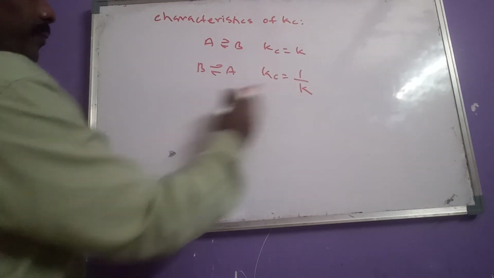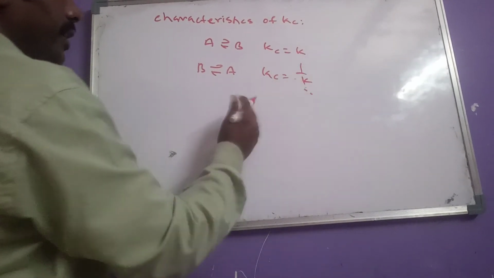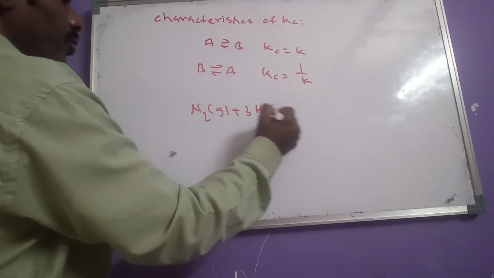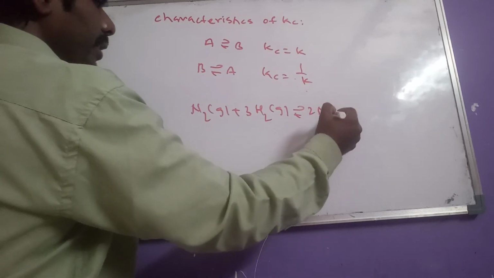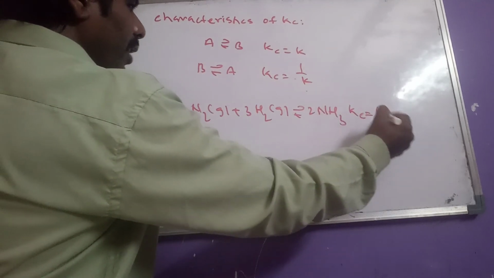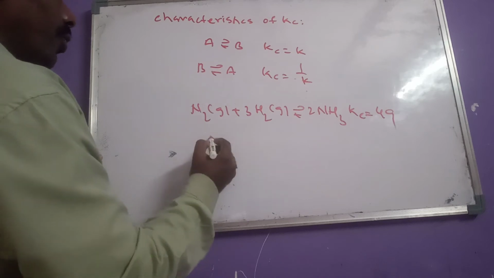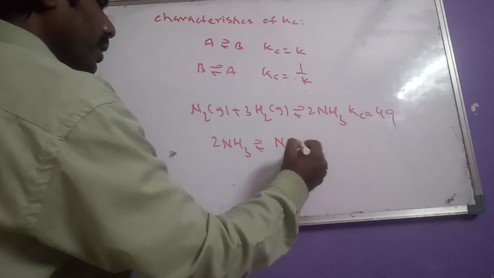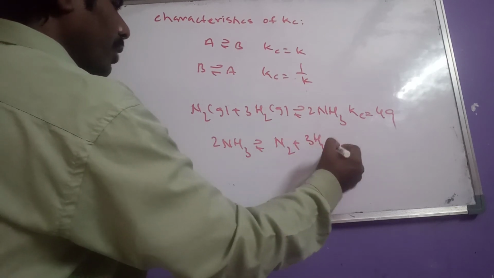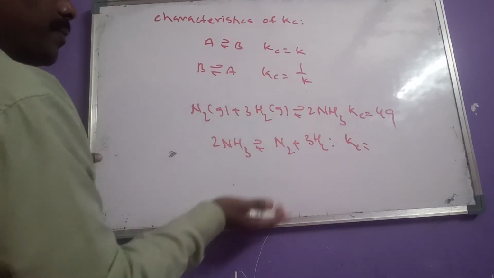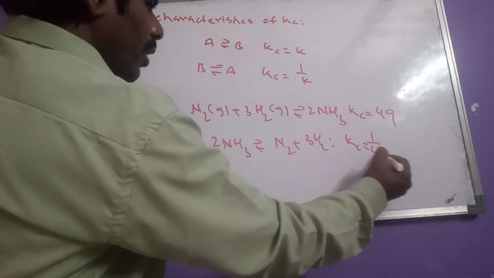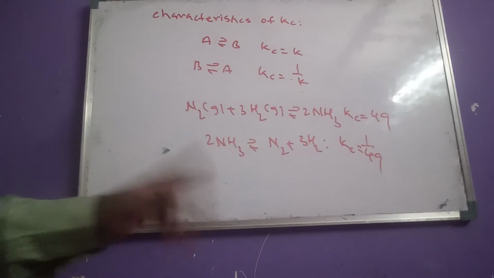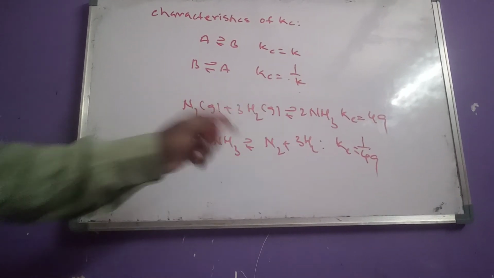So one example for that. For example, I give one equation here: N2 gas plus 3H2 gas gives 2NH3 gas. Kc value 49. Therefore, what is the Kc value for 2NH3 gives N2 plus 3H2 gas? As the reaction has been reversed, Kc value also should be reversed. That means we have to write 1 by 49. So this is the first thing.